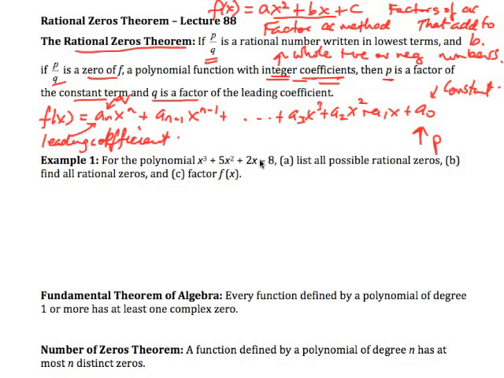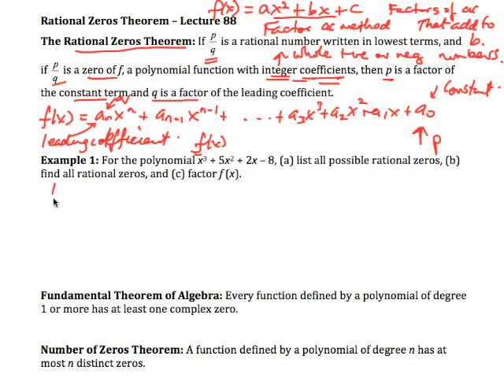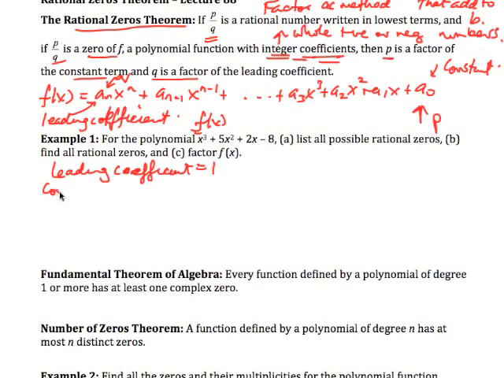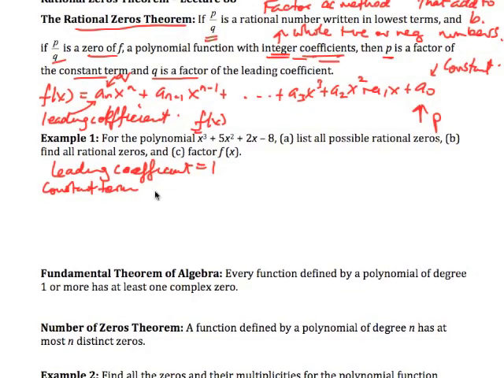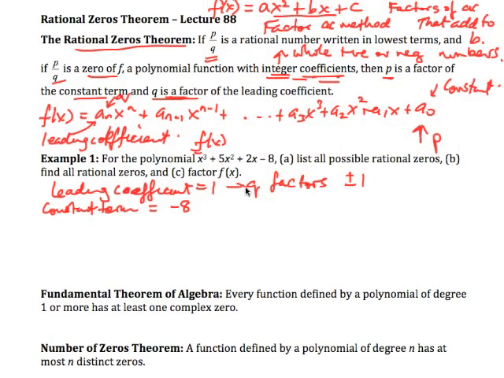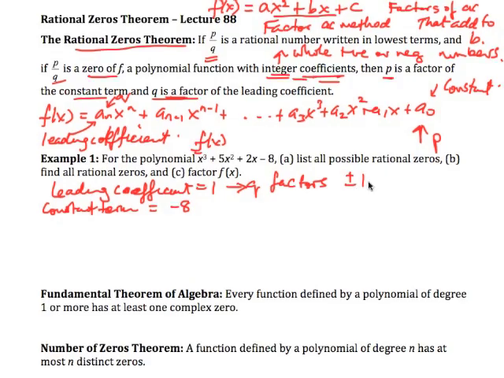Well, let's see how this actually works. So let's suppose here's our polynomial, and let's suppose this is f of x equal to x cubed plus 5x squared plus 2x minus 8. If we look at this, the leading coefficient is 1 and the constant term is in fact negative 8. So remember, we're looking for Q being a factor of the leading coefficient. So here's Q factors, if you like, and for 1, of course, it's only plus or minus 1 that are the possible factors of 1.